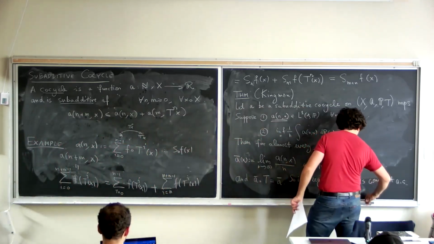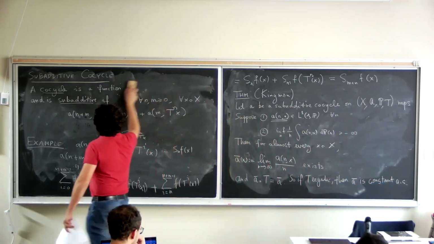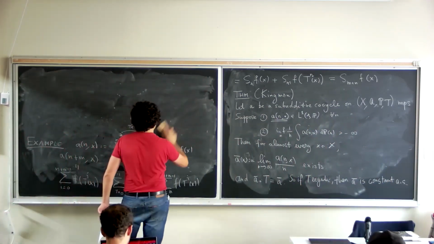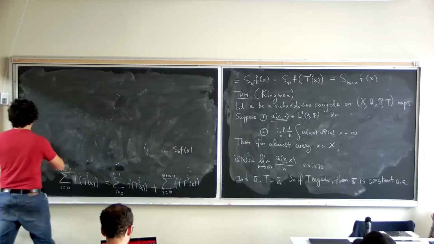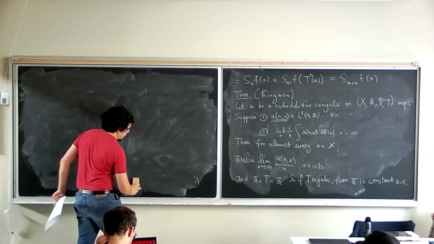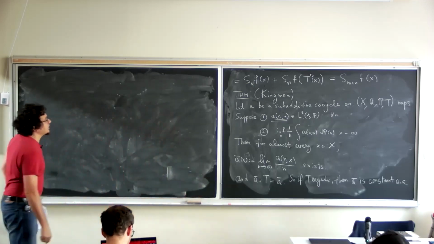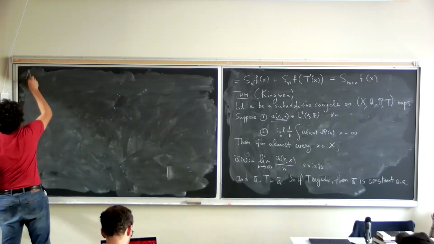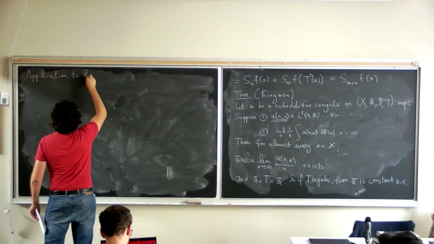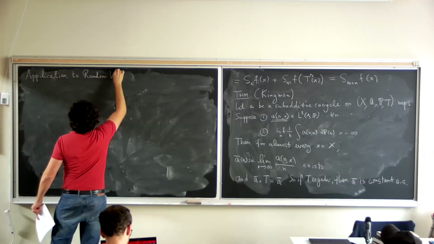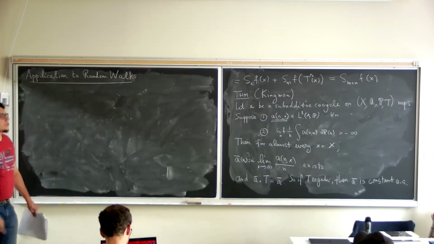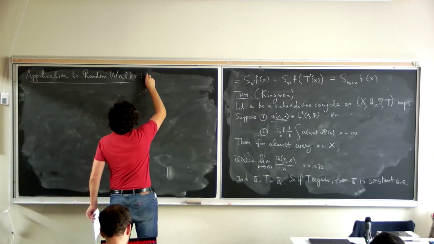Okay, so we will see the proof of this theorem, but before doing that, let's look at the most important example, that is the existence of drifts for random walks. So the application, the most important application to random walks, there are many, but certainly this is the first one. The application to random walks is the existence of the drift.